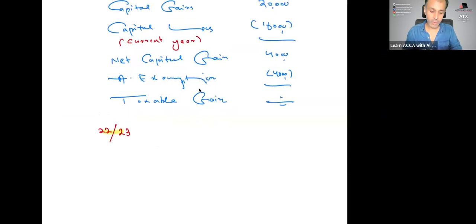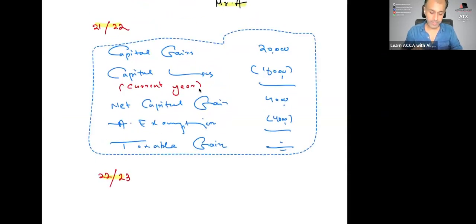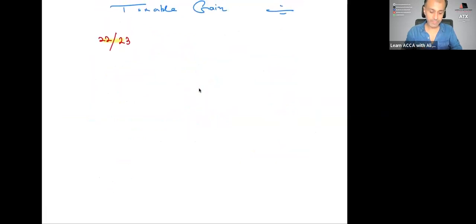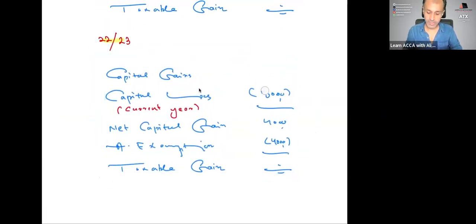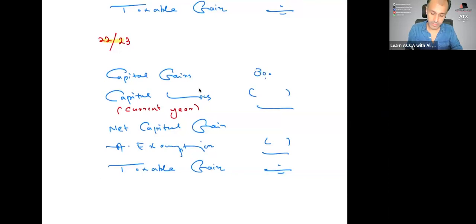Next year, let's repeat the whole pro forma and we'll just change the figures. We'll save plenty of time. 30,000 has been the figure of gain. 30 and 14. The exemption is 1, 2, 3, 0. 1, 2, 3, 0 minus 16,000. The figure turns out to be 3,700.